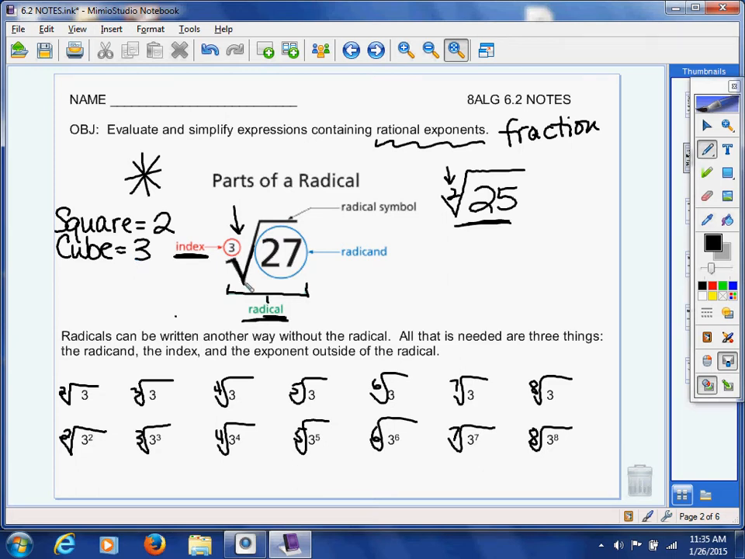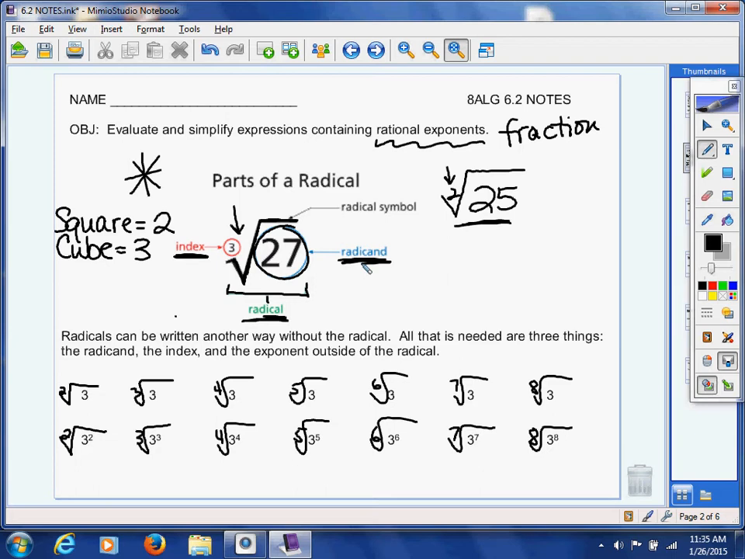Now this big check mark sign right here, that is the radical symbol. That's the check mark sign that indicates please take the root of this. Could be a square root, a cube root, 4th root, whatever. And the number underneath the radical symbol is called the radicand, okay? So that's the parts of a radical.